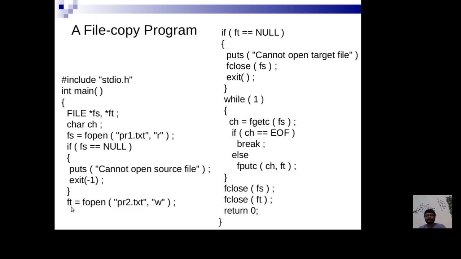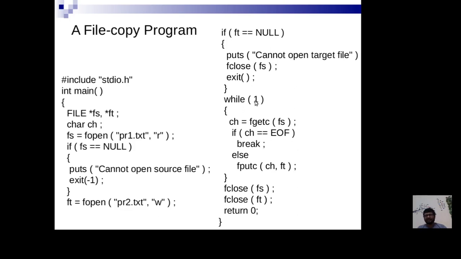Then you open the destination file in write mode. I want to write to it, and again, if the output of fopen is null, that indicates that the file open operation failed. Then you print an appropriate error message. Close this open pointer, and then you exit.